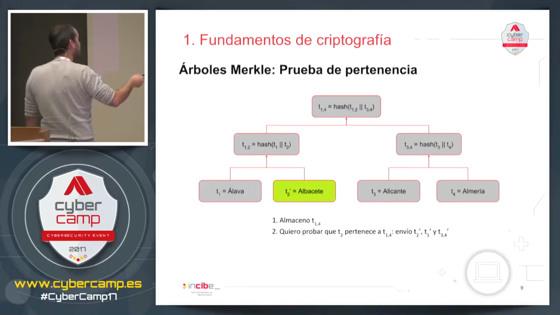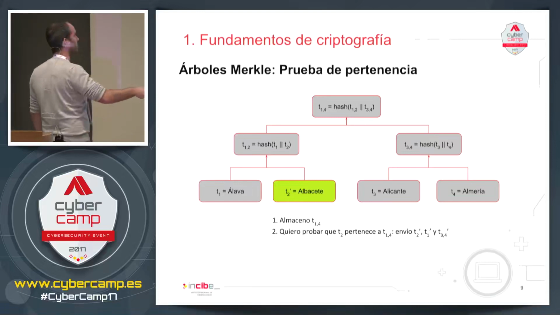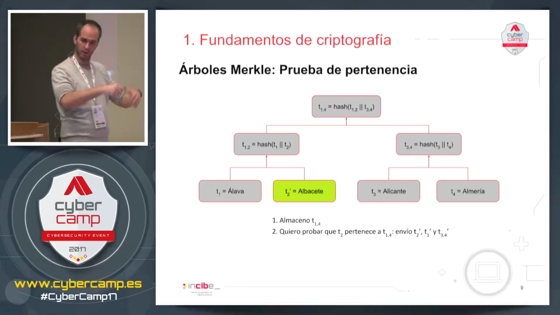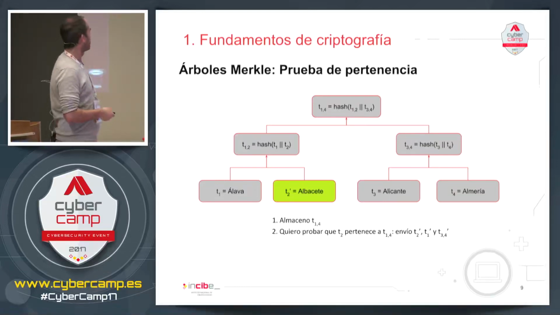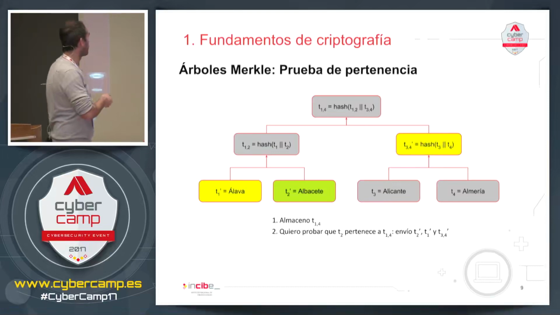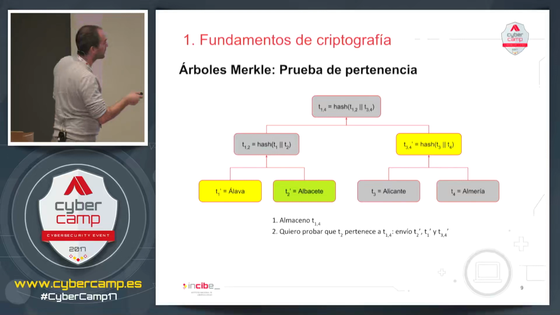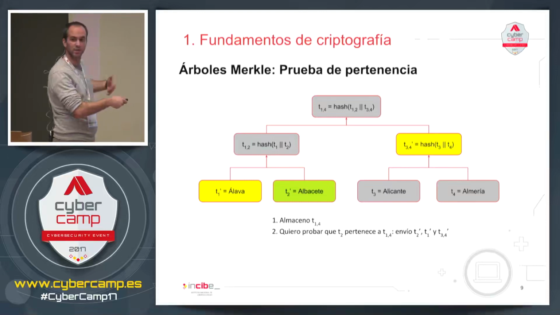So the other person has saved this part and I've saved the other part. And I want to prove that Albacete belongs to the set of cities that we've created. What do I do? I send him first Alava and this value here. I don't even need to send Alicante and Almeria. This gives me privacy. Instead of revealing the 4 cities in my set, I'm revealing just 2.